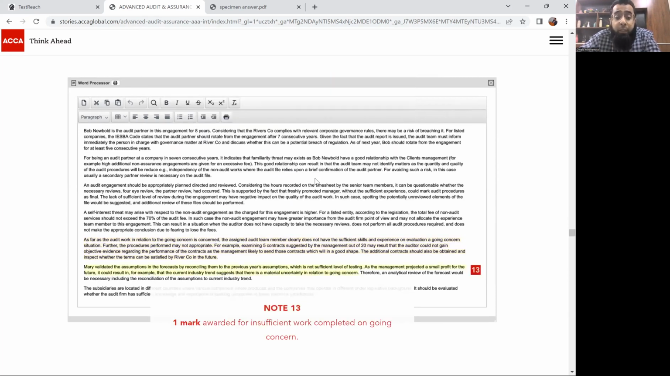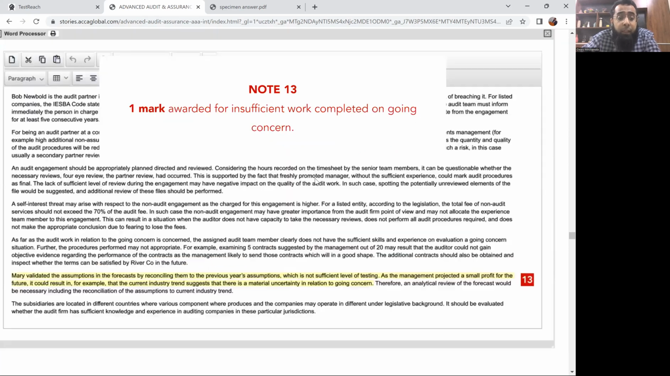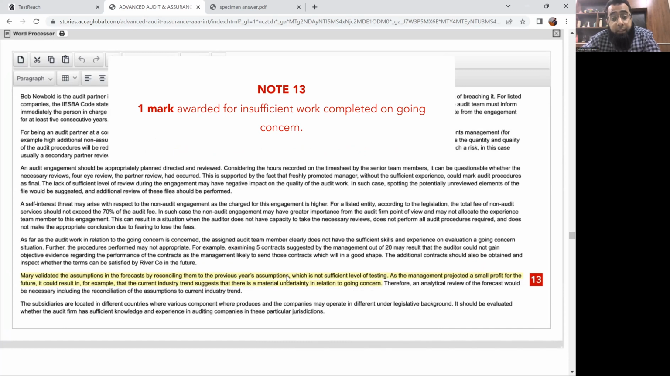Okay. Then if you look at it, Mary validated the assumptions in the forecast by reconciling them to the previous year, which is not a sufficient level of testing.